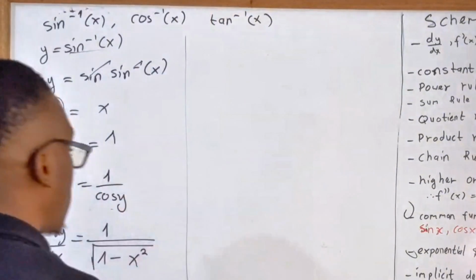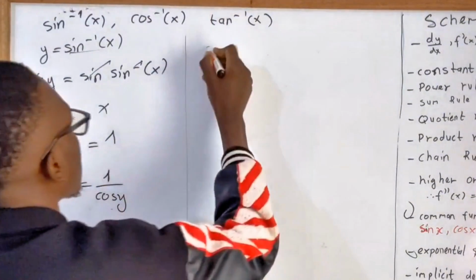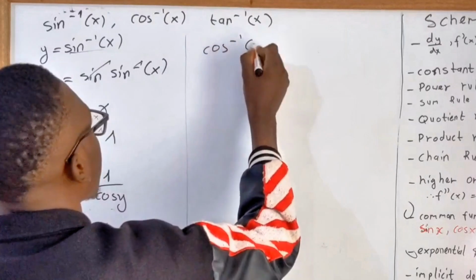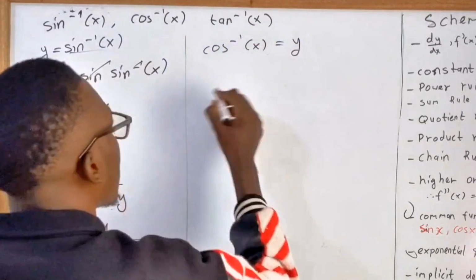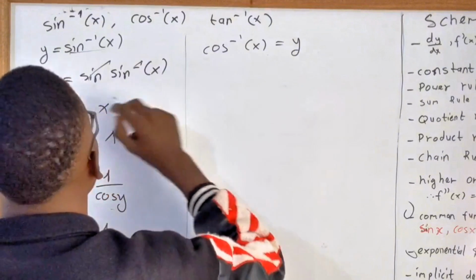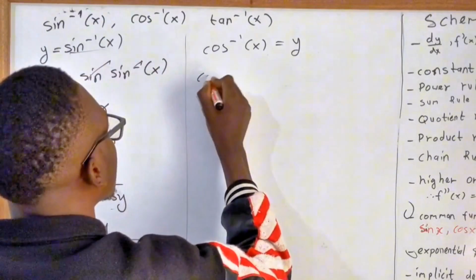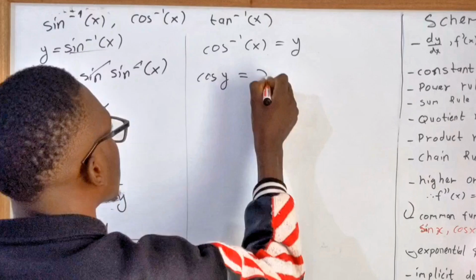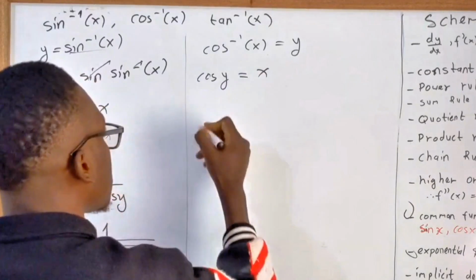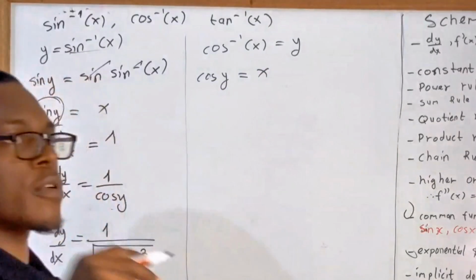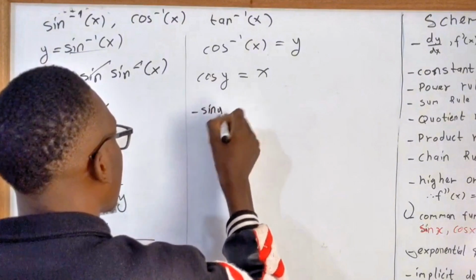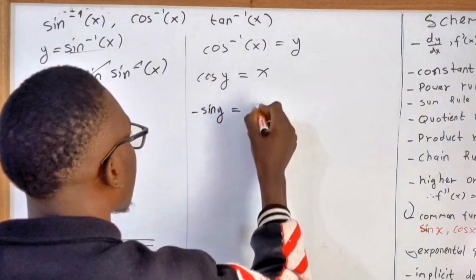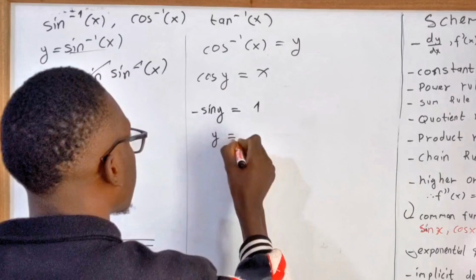Let's just put here. We have cos inverse of x is equal to y. Hence, we can do the same thing. We are going to have cos y is equal to x. Okay, we differentiate this, we are going to have what? If we differentiate cos, we are going to have minus sine. Therefore, we are going to have minus sine y dy over dx is equal to 1.